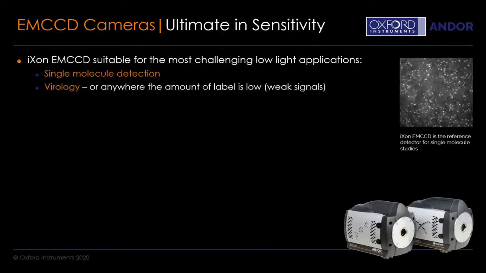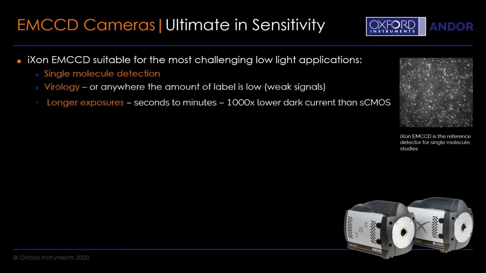So in terms of EMCCD cameras, we can see that they're clearly going to be suitable for the most challenging low light applications. So we often generally say this as being for any of the single molecule detection studies, where these cameras would be the reference detector in those cases, and also virology for something that's a bit more current, but indeed anywhere where the amount of label that we're working with is low, that the EMCCD cameras can be used. In other cases, even for confocal, it can be very useful as well.